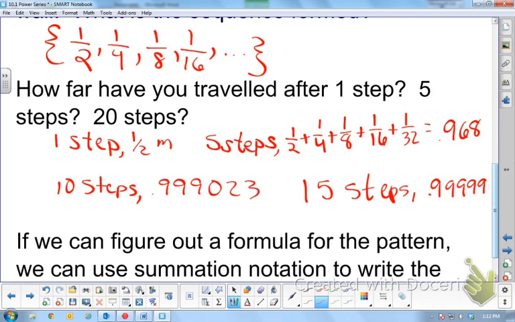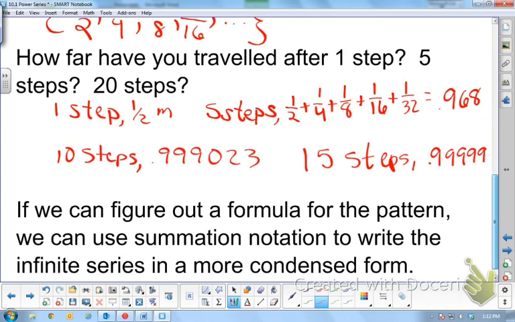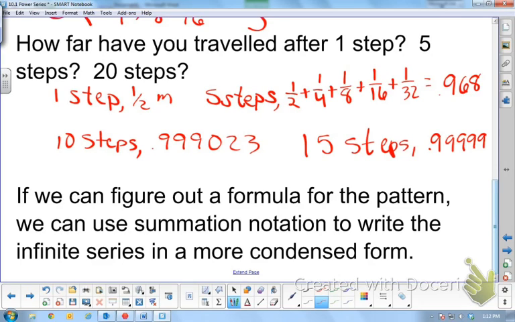It's a weird concept, but that's the way infinity is. Infinity is dumb.